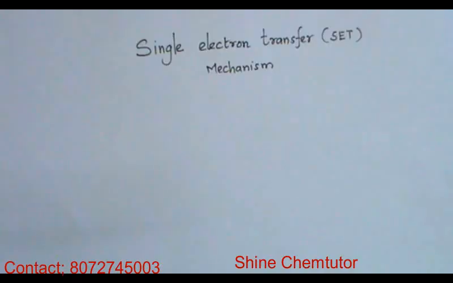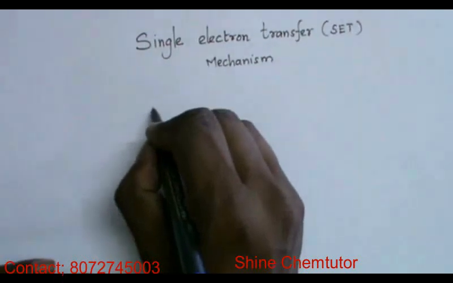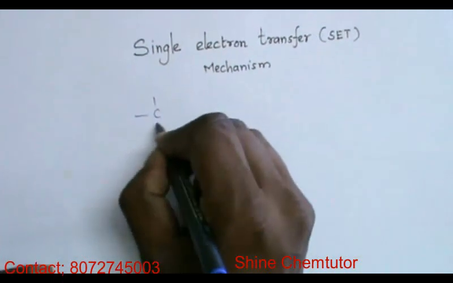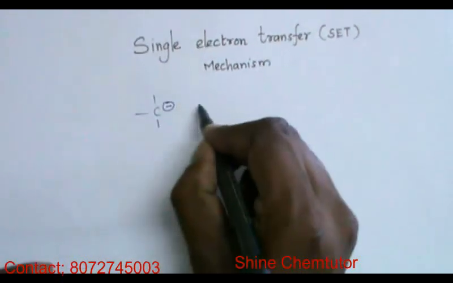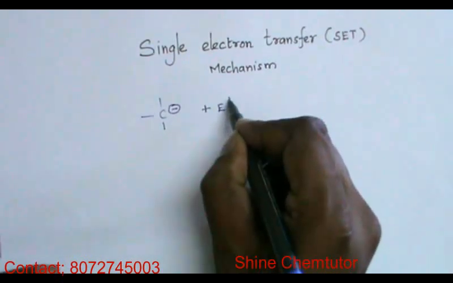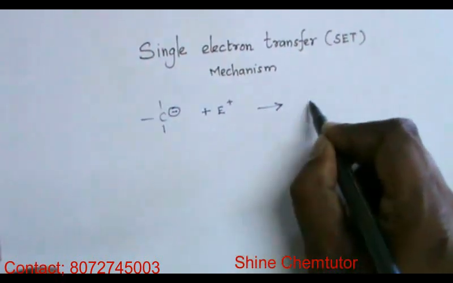In this video, we are going to discuss the single electron transfer mechanism. Simply, we say SET mechanism. Already, we have discussed the reaction mechanism that involves electrophile and nucleophile. If you recall, the nucleophile, say a carbanion or negatively charged species, adds to the electrophile to give the product.